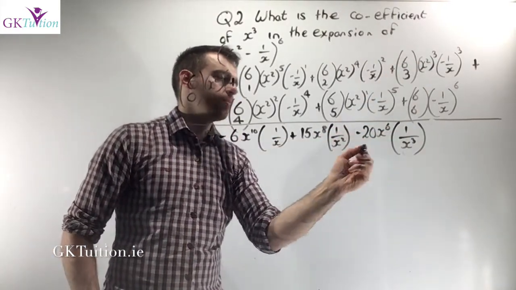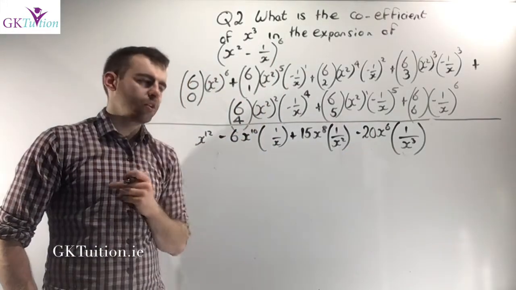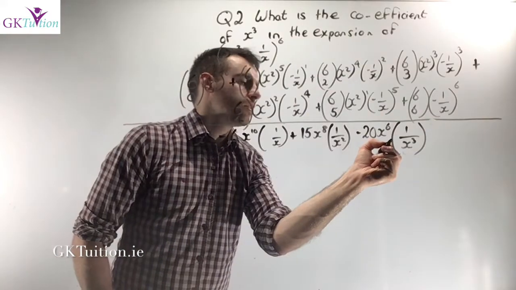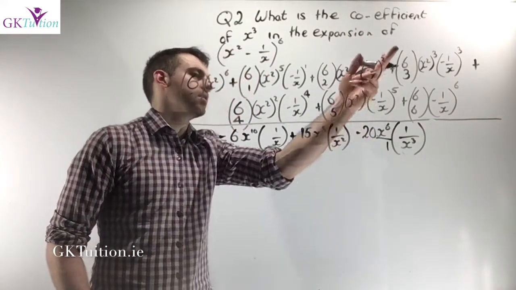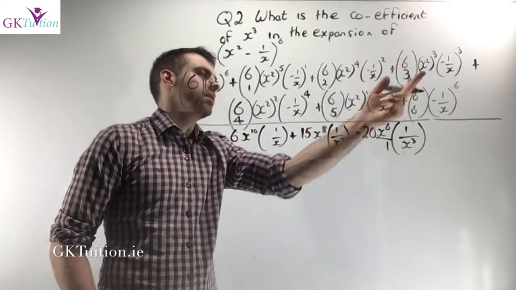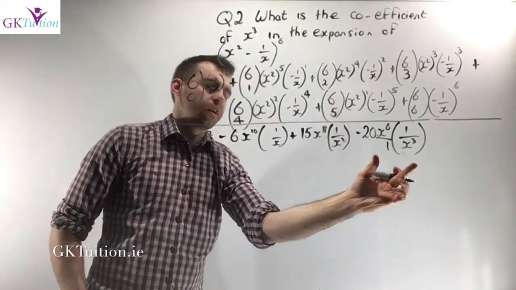The reason I stopped here is because I can see that this is the term that's going to have an x cubed in it. I don't need to go any further here. Look at this term. This term is 6 choose 3, which is plus 20, but because there's 3 minuses, it's going to become negative. But it's these two that are important.